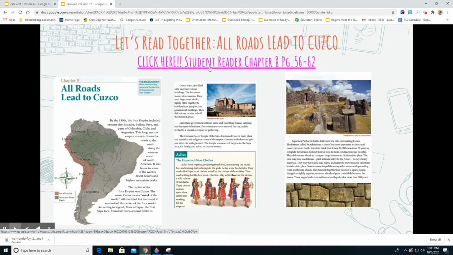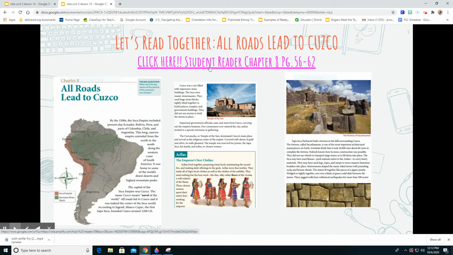It's chapter 8, All Roads Lead to Cuzco. By the 1500s, the Inca Empire included present-day Ecuador, Bolivia, Peru, and parts of Colombia, Chile, and Argentina. This long, narrow empire extended from the north to the south along the western coast of South America. It was home to some of the world's driest deserts and highest mountain peaks. The capital of the Inca Empire was Cuzco. The name Cuzco means navel of the world. That's one of our vocabulary words. All the roads led to Cuzco, and it was indeed the center of the Inca world.